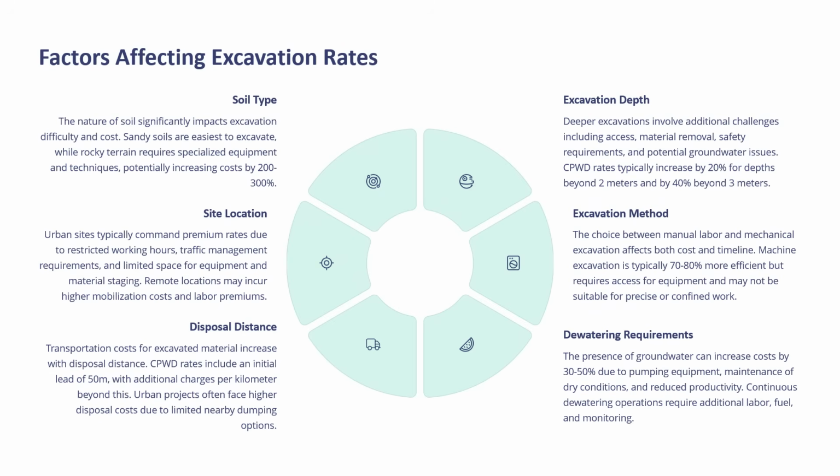Now, as we have already discussed the things which affect the excavation rate, we will now discuss in this slide in detail the different factors which may affect the excavation rates. First is soil type. The nature of soil significantly impacts excavation difficulty and cost. Sandy soils are easiest to excavate, while rocky terrain requires specialized equipment and techniques, potentially increasing the cost by 200 to 300%.